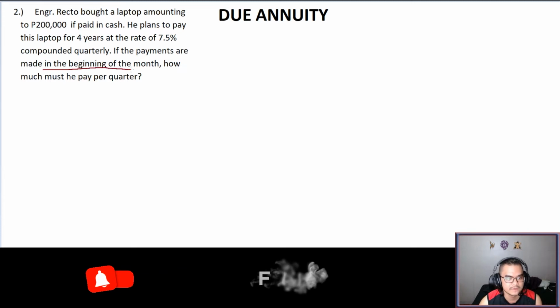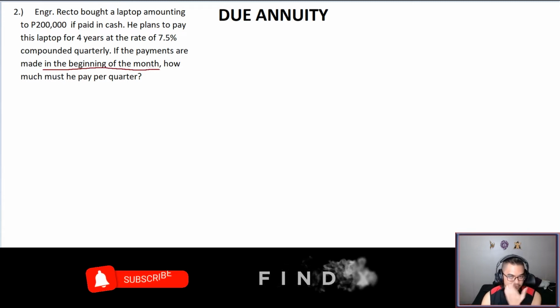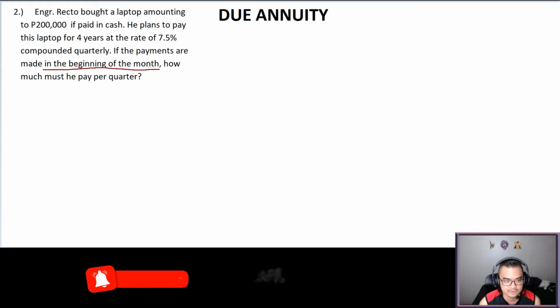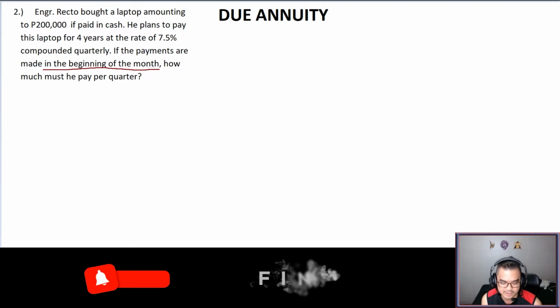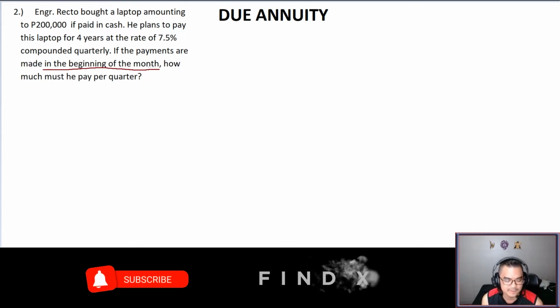So we have here every beginning of the month. Okay, so this is an annuity due. So what if nothing is indicated about when it is paid? The problem doesn't indicate if the payments are made at the beginning or end of the month. What would you do, and what type of annuity is that?